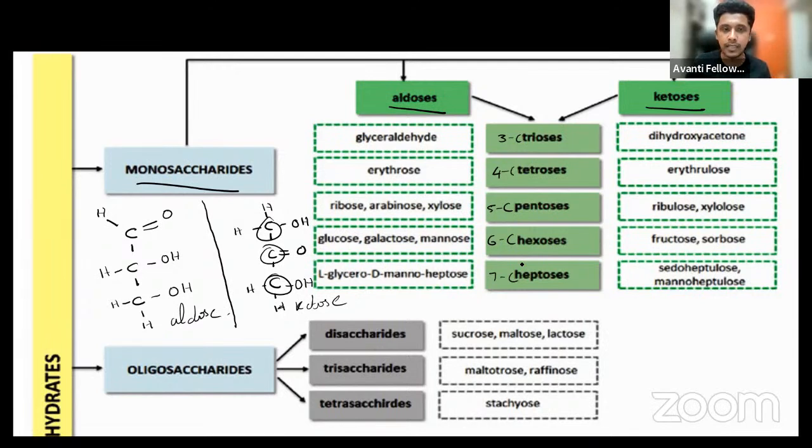Some of the examples: glyceraldehyde is an example of aldoses, and dihydroxyacetone is an example of ketoses. Similarly, you have several examples of the different types of sugars based on their functional group and the number of carbon atoms in their structure. Coming to oligosaccharides, as I told you, we have disaccharides, trisaccharides, and tetrasaccharides. In disaccharides, 2 sugars are involved. Trisaccharides have 3. Tetrasaccharides have 4 sugars.